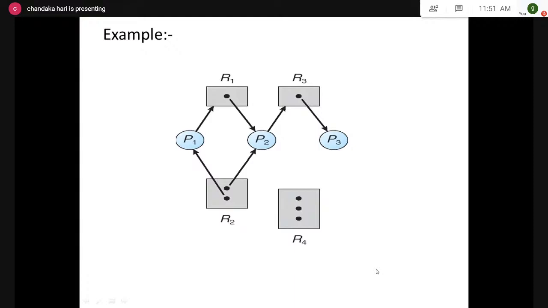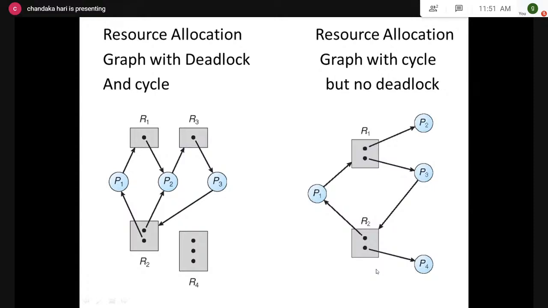Now we'll see by means of an example. A cycle does not lead to a deadlock state. A cycle does not guarantee that the system is in deadlock state. What is the meaning of it? Let us now see, I'll tell you in both the ways.